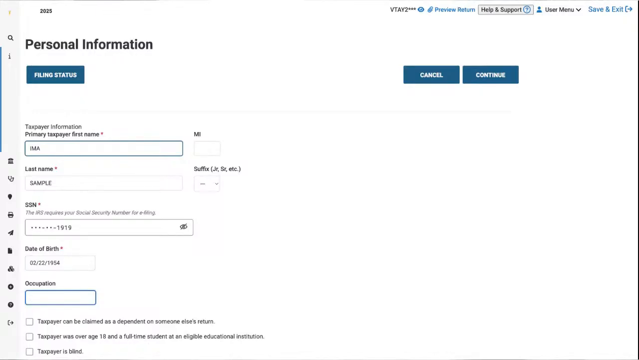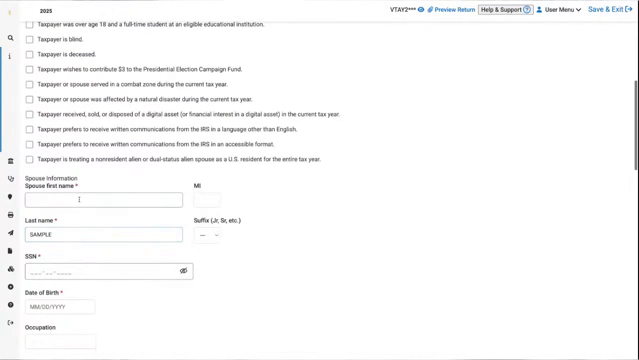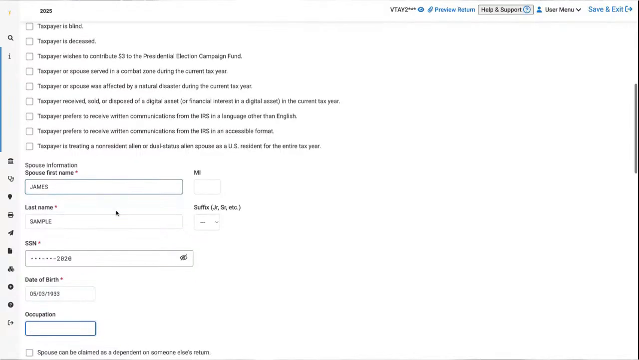I can leave this blank, or I can put in. I don't like using self because I think that just begs for more questions. I'm going to put sales rep though for now because I don't know exactly what all info we're going to use for her. Leave all of these alone. We're going to put in the spouse's name, which is James Sample. He has his social security number here as well, which is again a fictitious number, and his date of birth is listed on here as well, just around my pop's date of birth. What's up, Pop? All right, we're going to leave his alone.